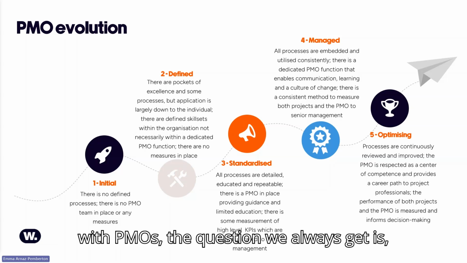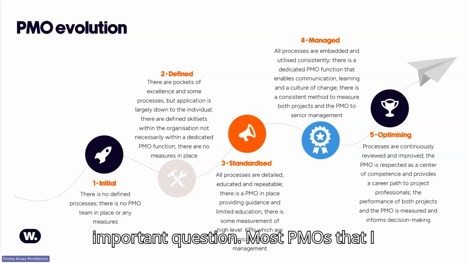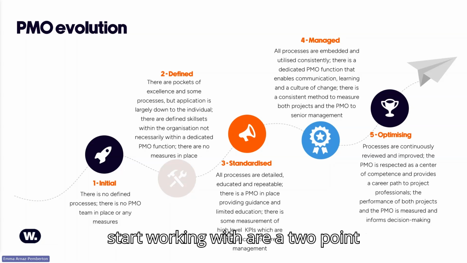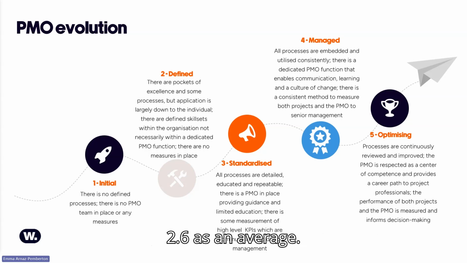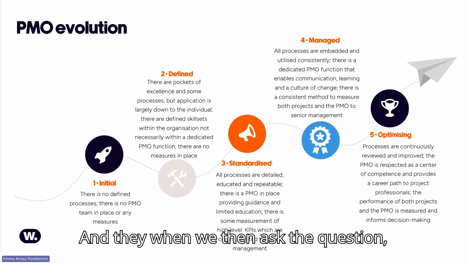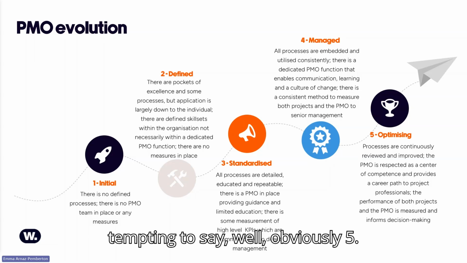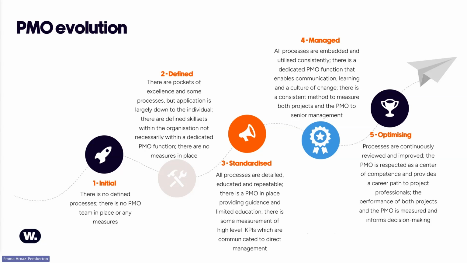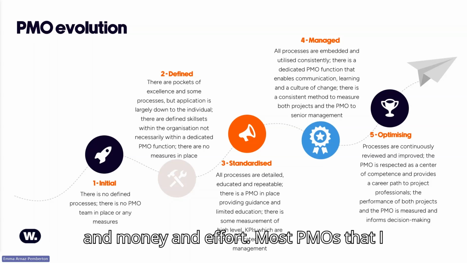Now, when I start working with PMOs, the question we always get is, where am I now? And that's a really important question. Most PMOs that I start working with are at a 2 something, so usually between a 2.2 to a 2.6 as an average. And when we then ask the question, where do you want to be? It's very tempting to say, well, obviously 5.